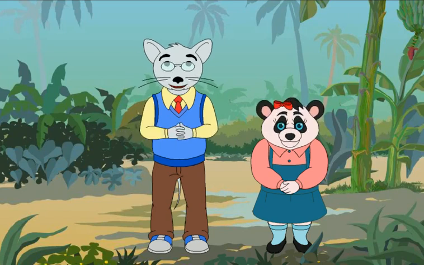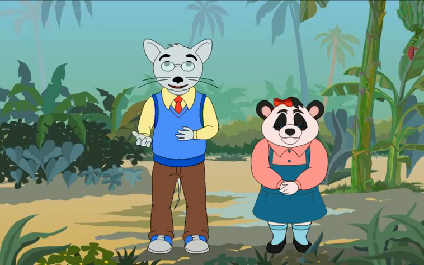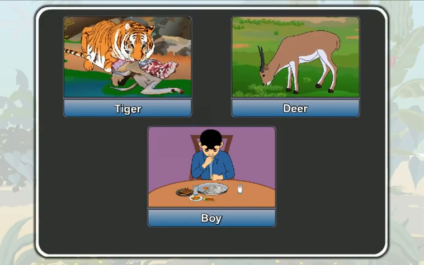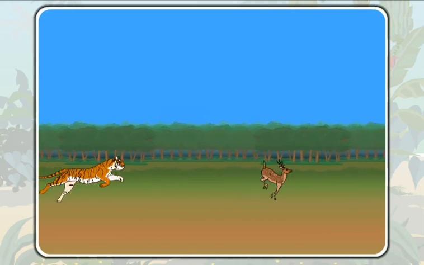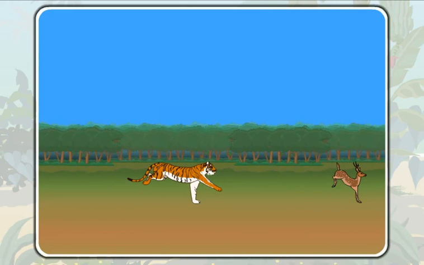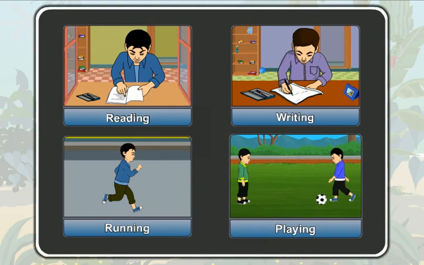Now tell me where this energy comes from. From the food. Yes, living things obtain energy from the food they eat. A tiger, a deer, and you eat food to get energy. So, a tiger can chase a deer. A deer can run to escape the tiger. And you can read, write, run, and play.